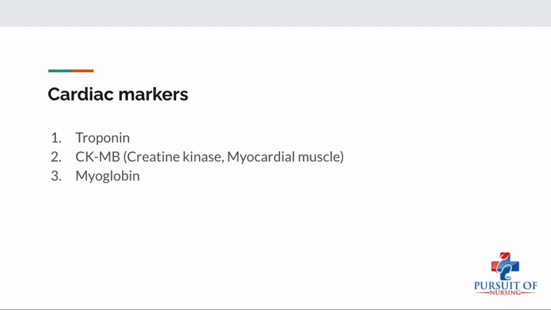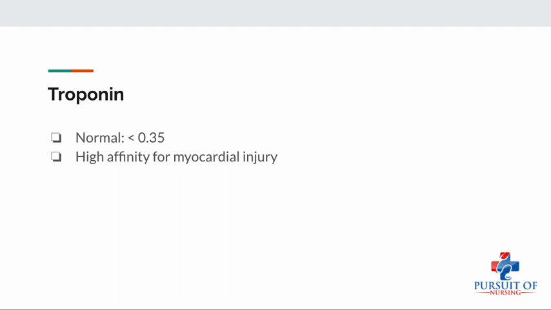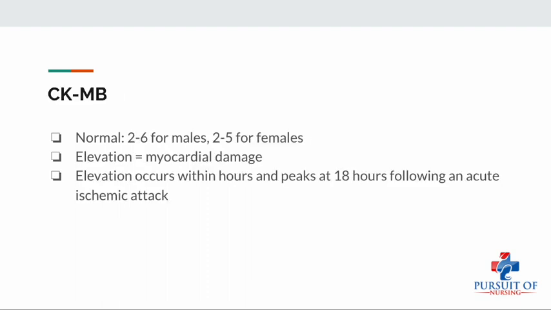Those include troponin, creatinine kinase, CKMB, and myoglobin. Your troponin, a normal level is less than 0.35. An elevated troponin has a high affinity for myocardial injury. Troponin consists of three proteins: troponin C, cardiac troponin I, and cardiac troponin T. The general troponin that we refer to within the cardiovascular system refers to troponin I, just in case that comes up anywhere. The CKMB, normal is 2 to 6 for males and 2 to 5 for females.